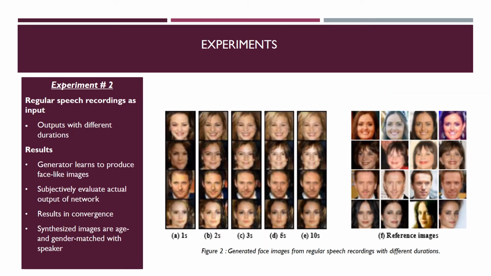Here, regular speech recordings are given as input. In the figure, a row represents generated faces on the left and corresponding reference images on the right. We can see that outputs tend to be more realistic and the generator has learned to produce face-like images in response to actual voices. We can subjectively evaluate the actual output of the network. Results indicate that longer voice segments result in convergence and synthesized faces are age and gender matched with the speaker.